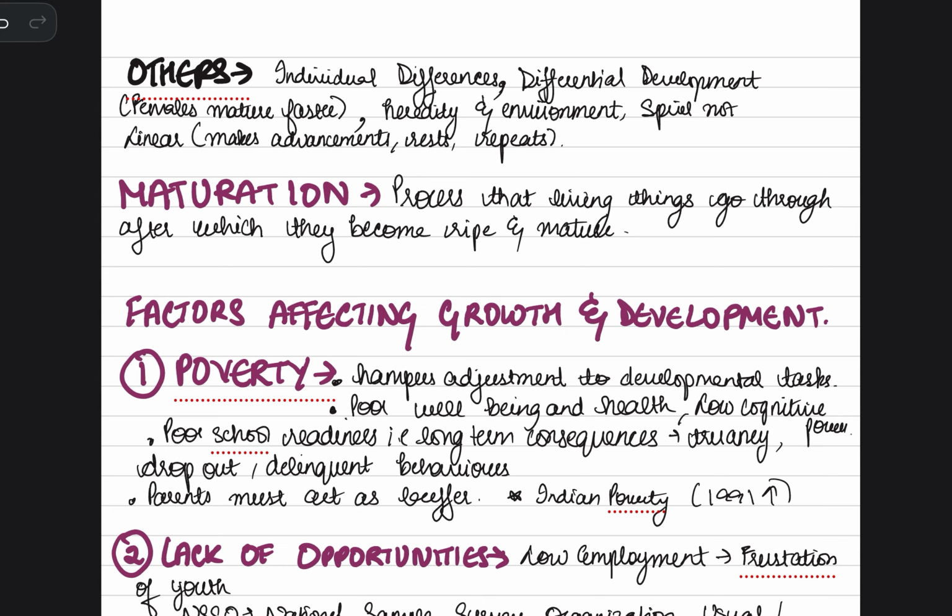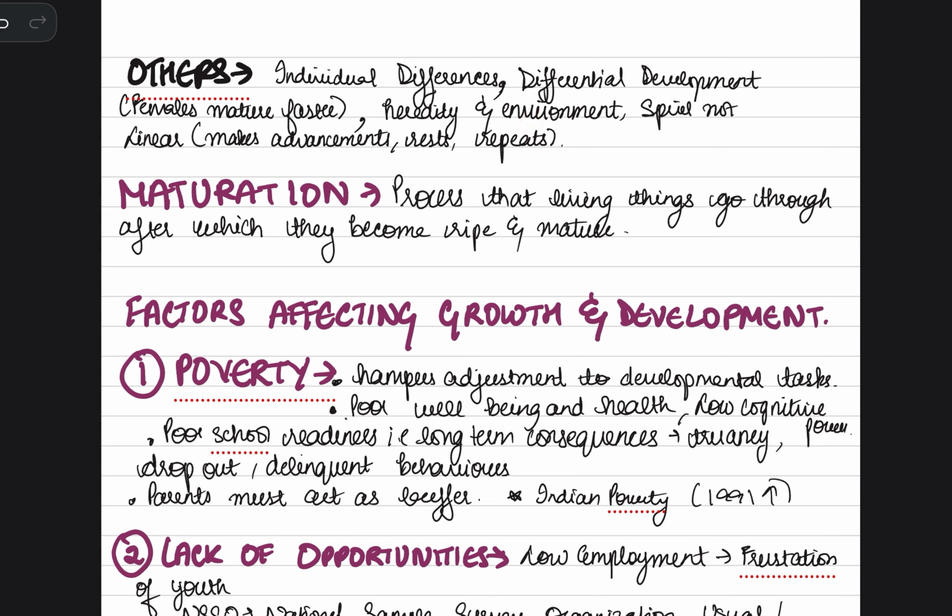Differential development, that is, different rates of development. Like female babies and baby girls are said to reach maturity earlier than boys. Then heredity, like our genetics, our genetic makeup, and then we have our environment. And the growth is also spiral, not linear.